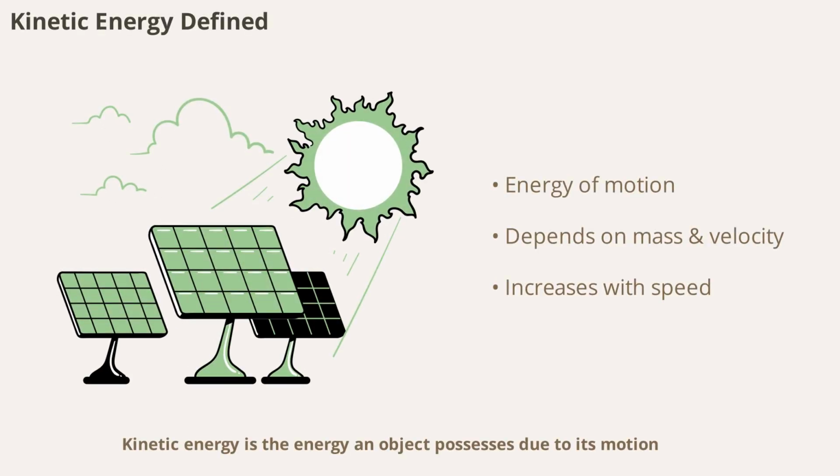Kinetic energy is the energy an object possesses due to its motion. The faster an object moves, the more kinetic energy it has. This form of energy depends on both the mass of the object and its velocity. For example, a moving car or a rolling ball both have kinetic energy. This concept is crucial for understanding how moving objects interact and how energy is transferred during collisions or other dynamic events.